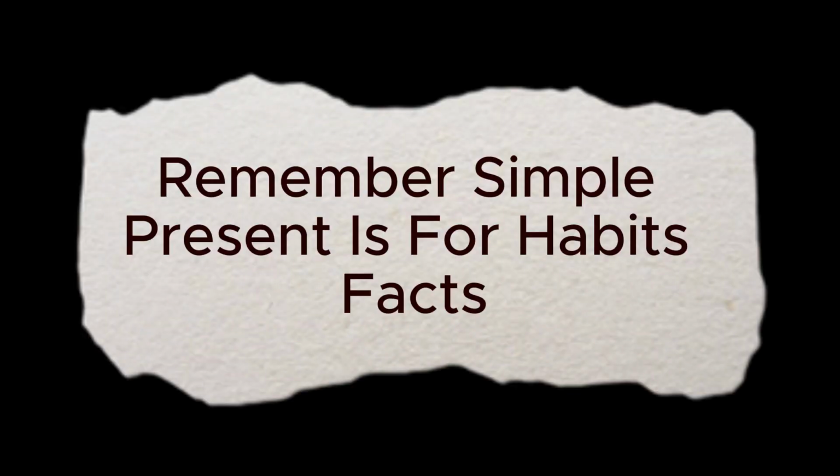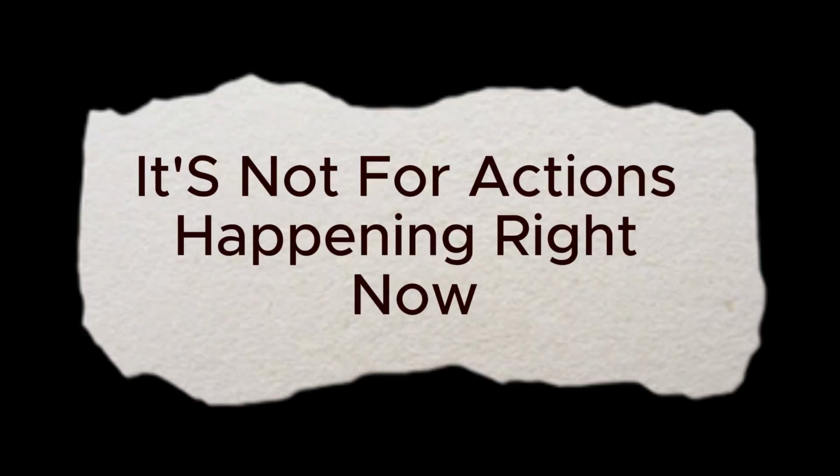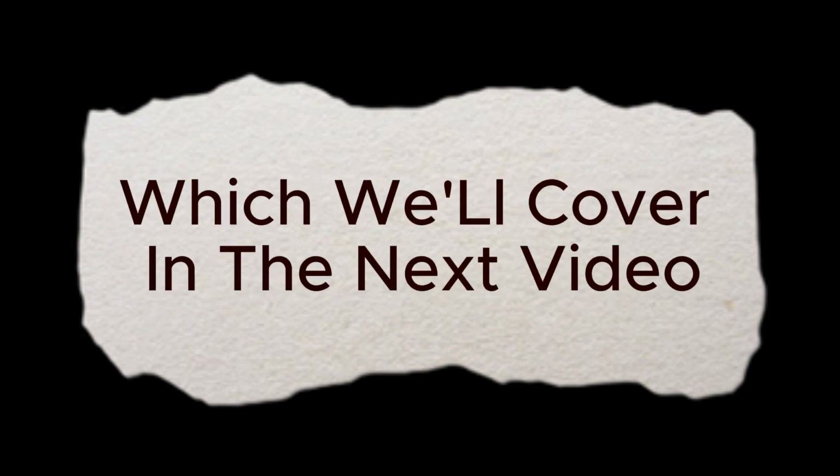Remember, simple present is for habits, facts, permanent situations, schedules, and instructions. It's not for actions happening right now. That's present continuous, which we'll cover in the next video.